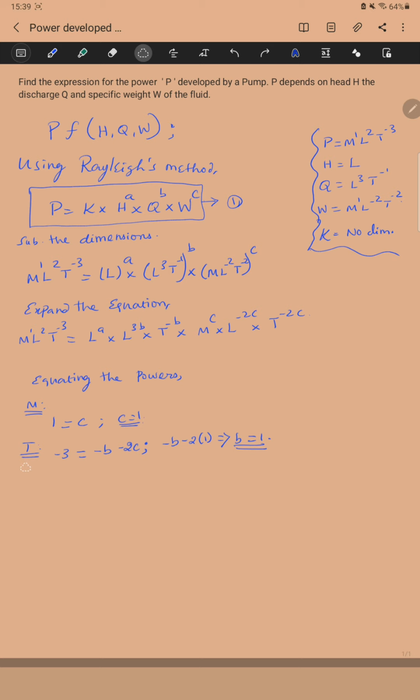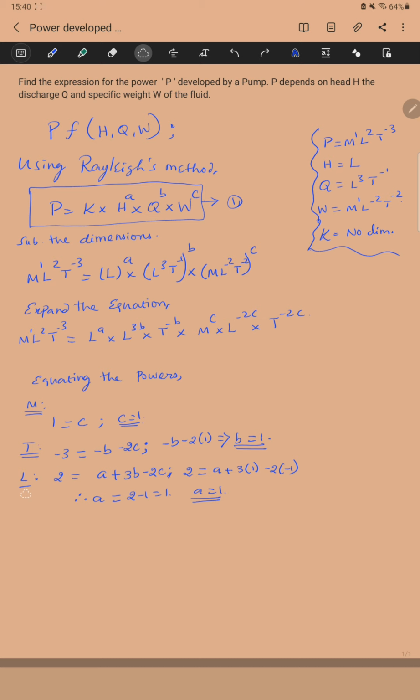So if I look at the T terms, the left hand side power for T is minus 3. So minus 3 equals, what about here? There are two T terms. The power for the first T term is negative B, and the next one is minus 2C. We already know the value of C is 1. So if I substitute it, I get the value of B to be 1. So now I know the value of C and B. All that I have to do is find the value of A.